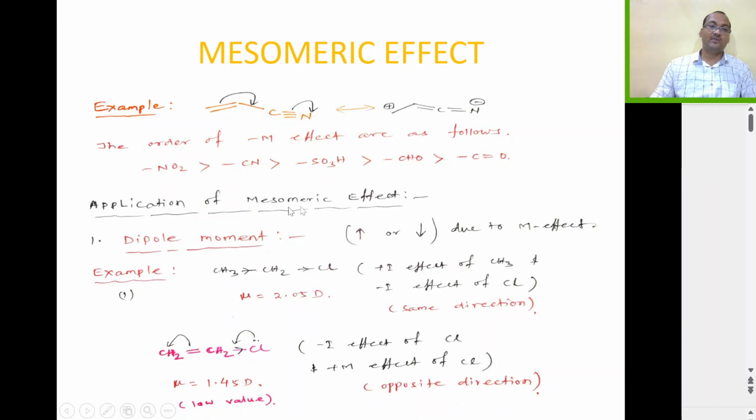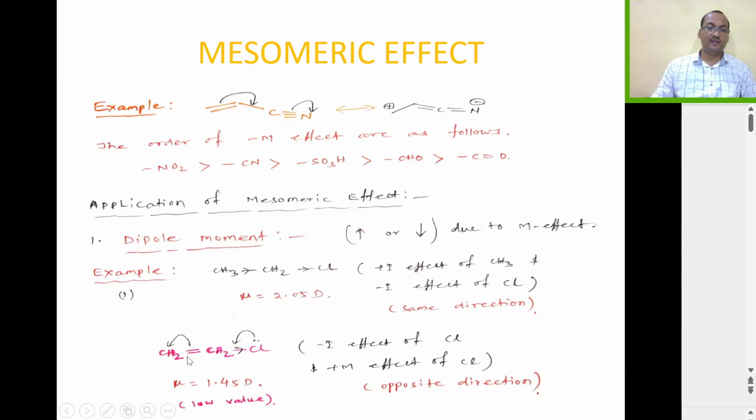Then let's talk about the applications of the mesomeric effect. The first example is dipole moment. Dipole moment can increase or decrease due to the M effect. Suppose, for example, ethyl chloride. Dipole moment is 2.05. Here you have plus I effect of methyl and minus I effect of chlorine. They are in the same direction.